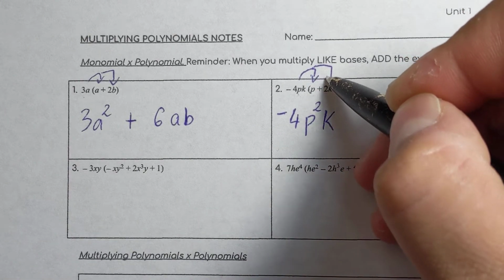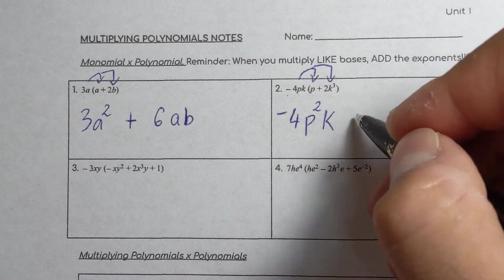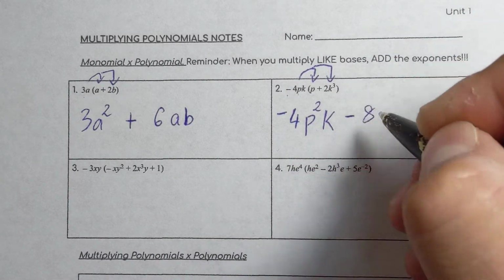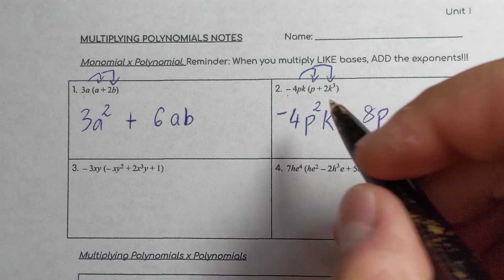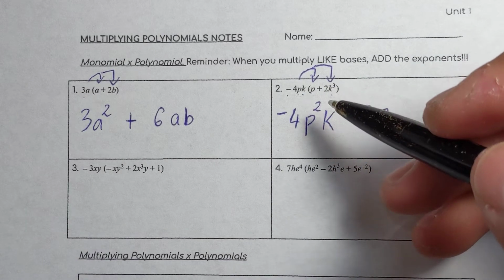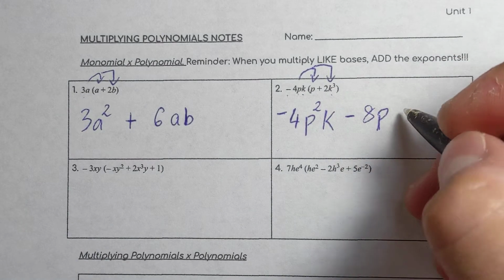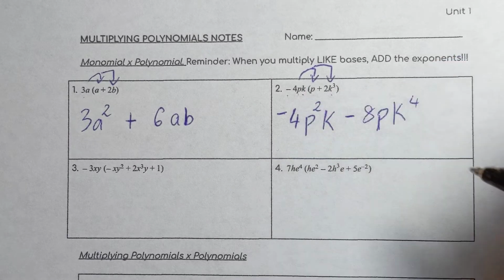Negative 4pk times 2k to the third. Do the same thing. Negative 4 times positive 2 should be negative 8. P, no other p, so it's going to remain as a p. K and k: k to the first power and k to the third power should give you k to the fourth power because 1 plus 3.